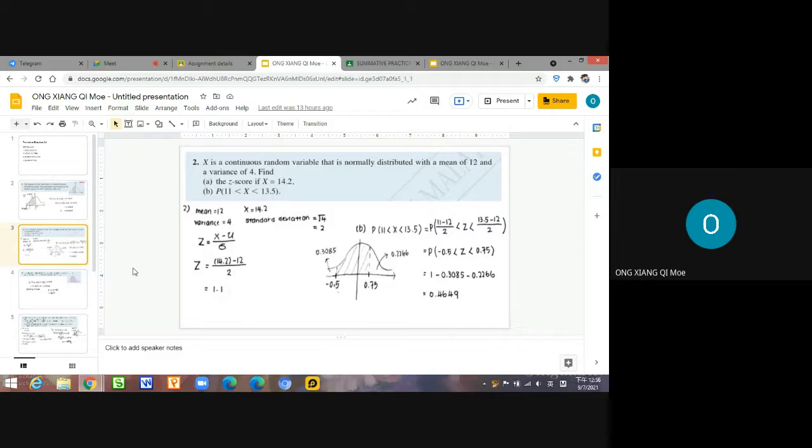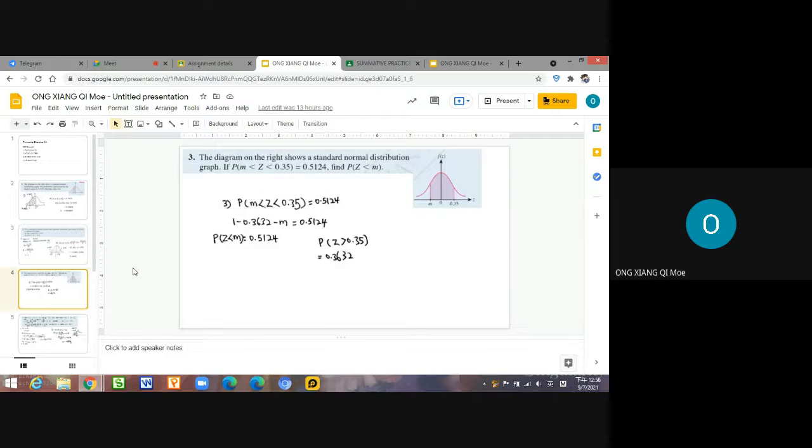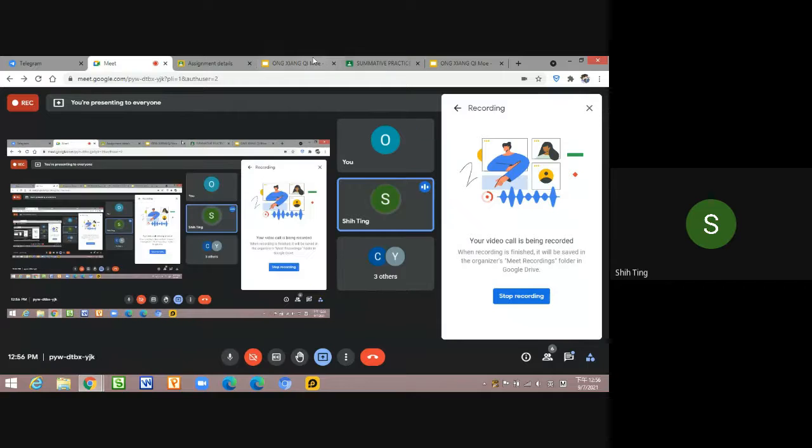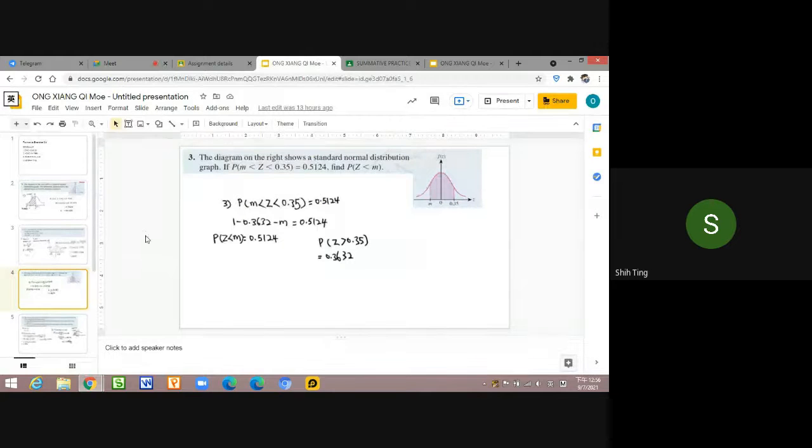Now we go to question 3. Let us move to question 3. First, we can get the question from the title: the probability of z between m and 0.5 is equal to 0.5124. And then we need to find out the value of m.